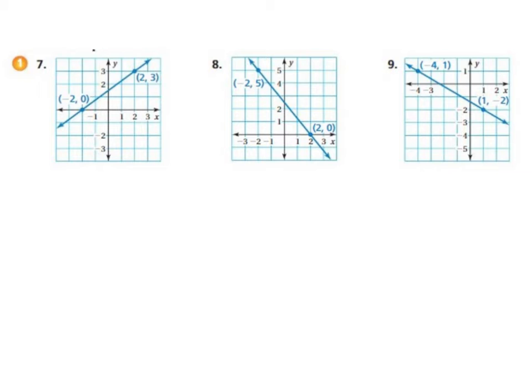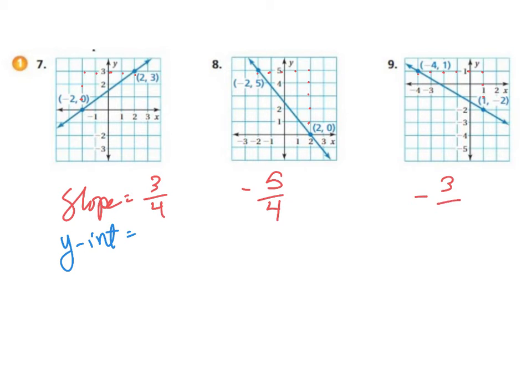Again, try these 3, pause the video and try them, and then come back. Here we go, slope. We'll start with slope. I got 1, 2, 3, 1, 2, 3, 4. I got 3/4. 1, 2, 3, 4, 5. 1, 2, 3, 4. Negative 5/4. 1, 2, 3. 1, 2, 3, 4, 5. Negative 3/5.